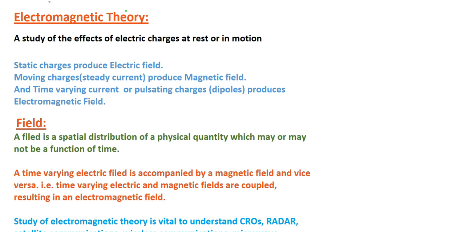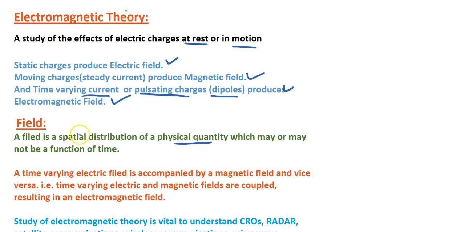What is electromagnetic theory? A study of the effect of electric charge at rest or in motion. Static charge produces an electric field. Moving charge or steady current produces a magnetic field. And a time varying current or pulsating charges, like in dipoles, produce an electromagnetic field.